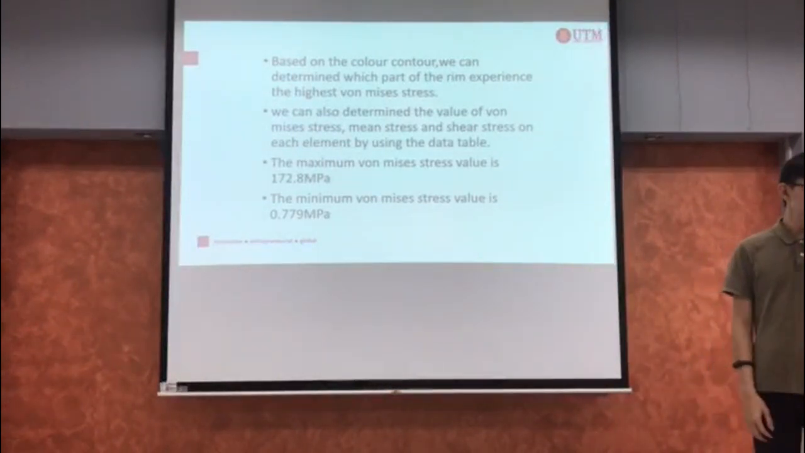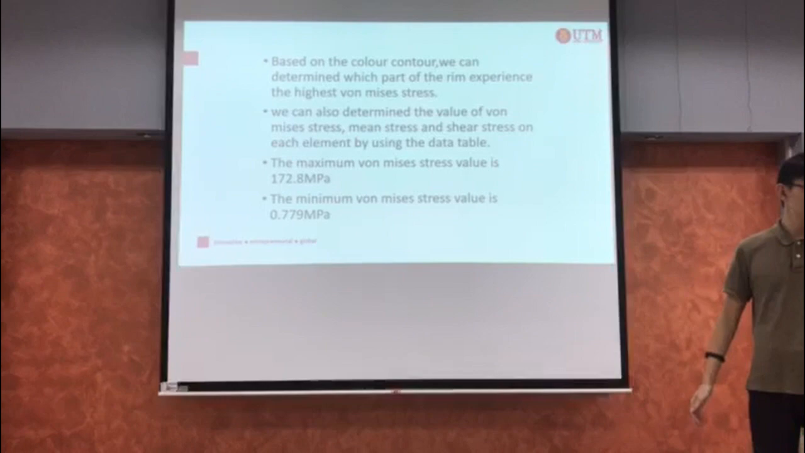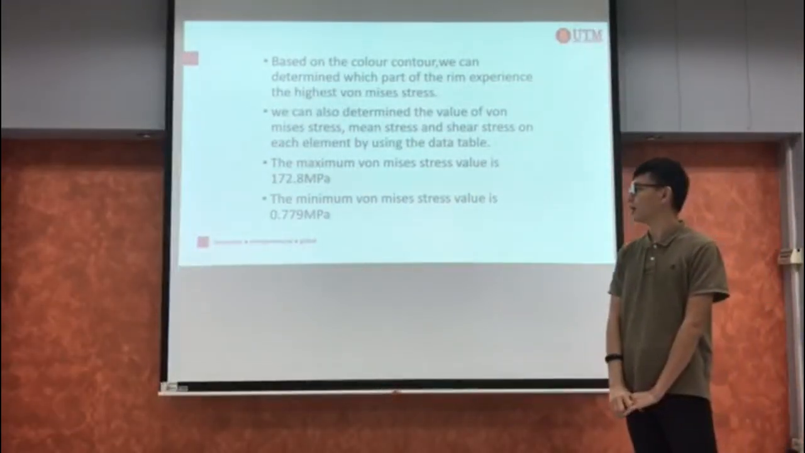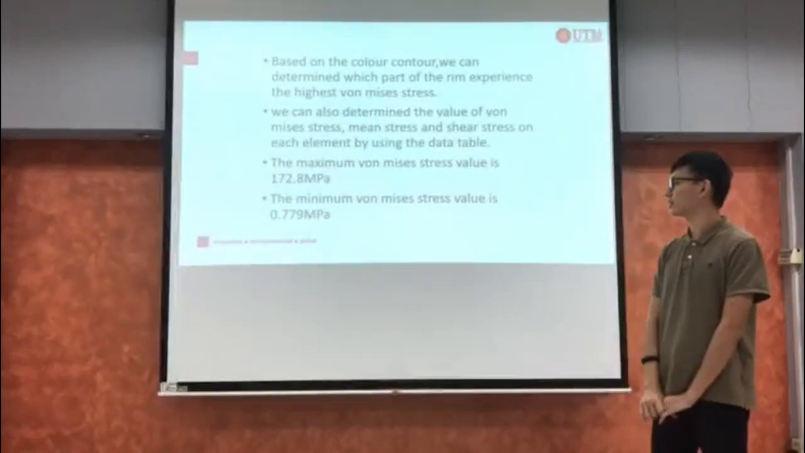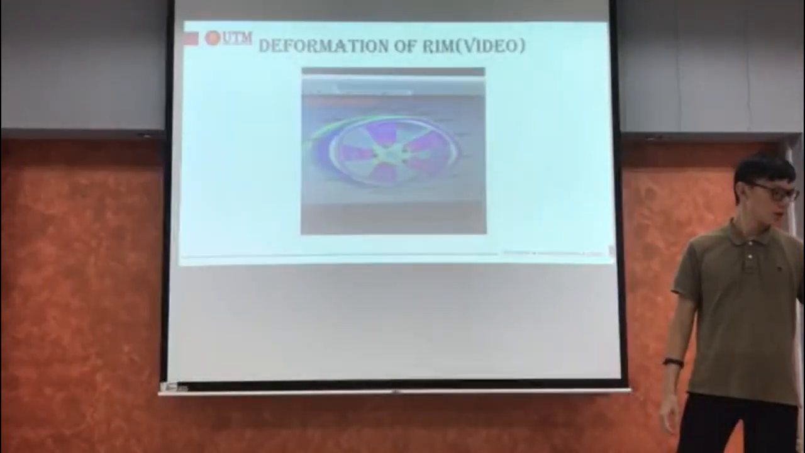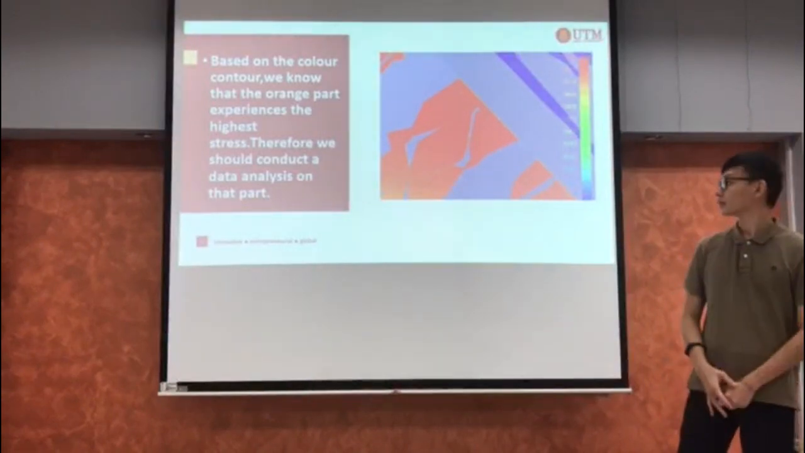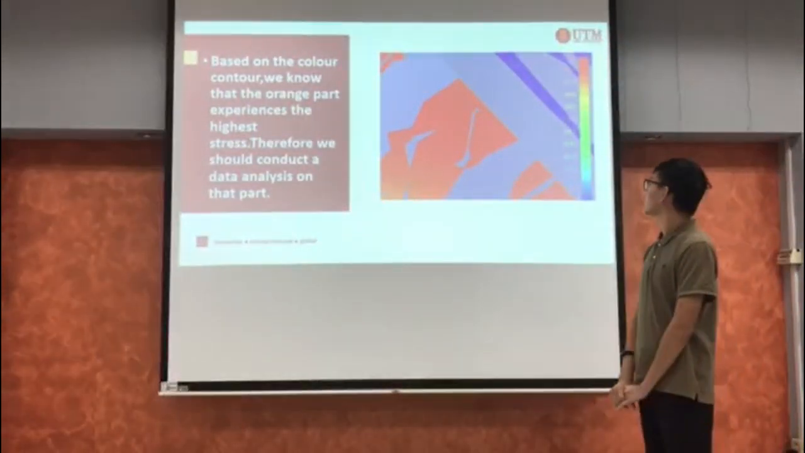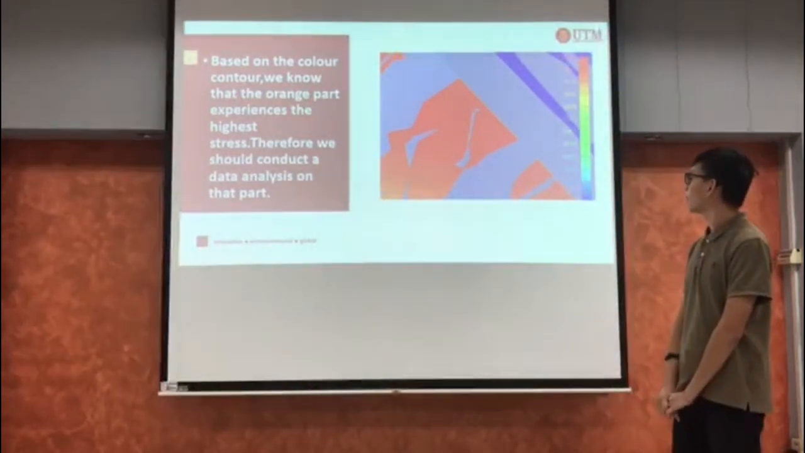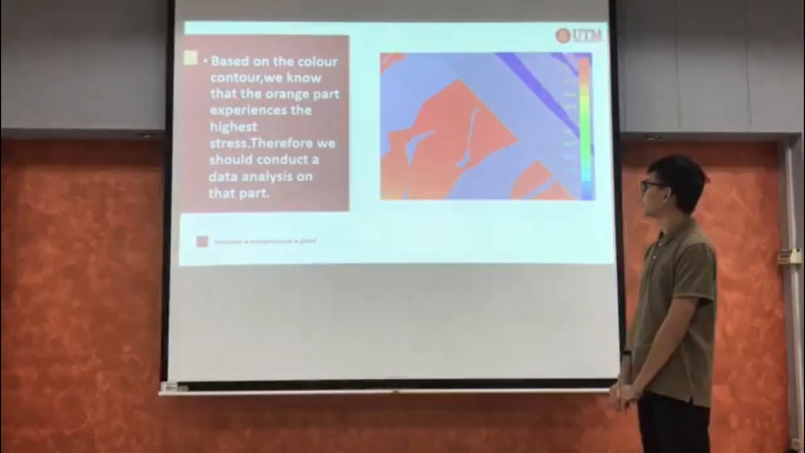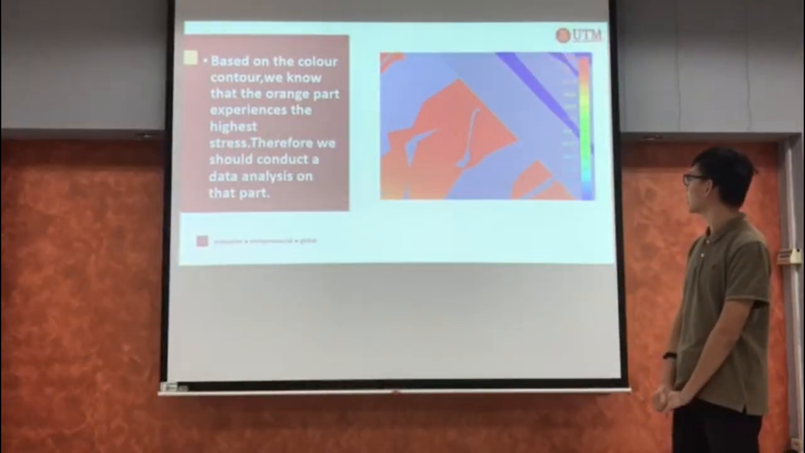So the maximum von Mises stress is 172.8 megapascal and the minimum stress is 0.779 megapascal. So as I mentioned before, the color represents the amount of stress supported by the structure.